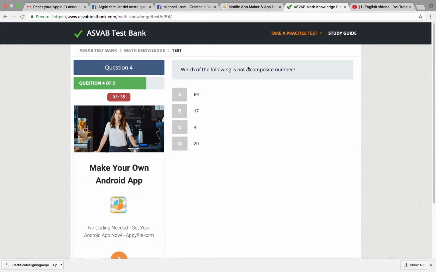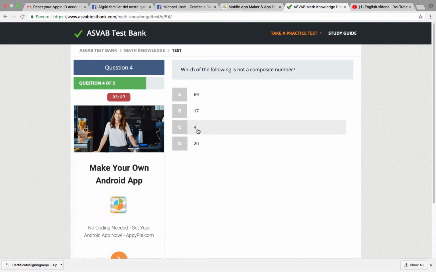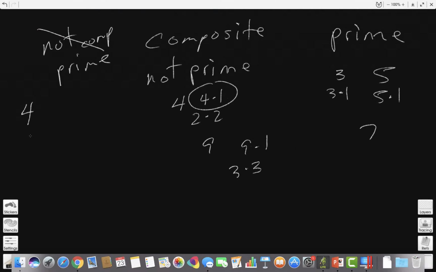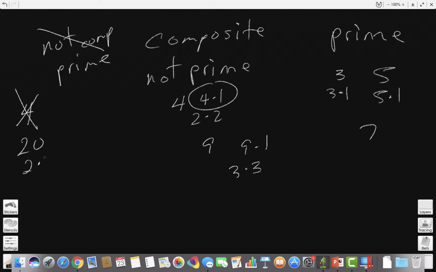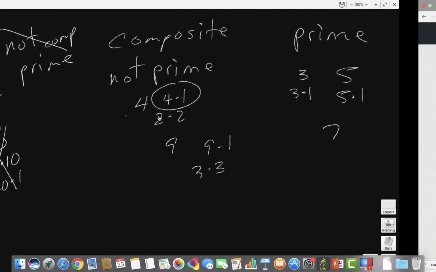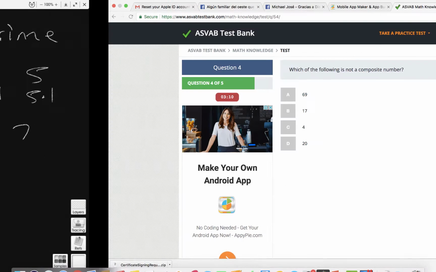So they're looking for not a composite. If you're looking for not composite, then you're actually looking for prime. That's actually what they're asking for. So here we know that 4 is going to be a composite because we already listed it here. So that doesn't work. And 20 doesn't work either, because 2 times 10 generates 20, and besides 20 times 1, 2 times 10 also generates it, so that would make it a composite. And then you have 17, so the answer would be 17, because the only way you get to 17 is 17 times 1. Those are the only two factors it has.